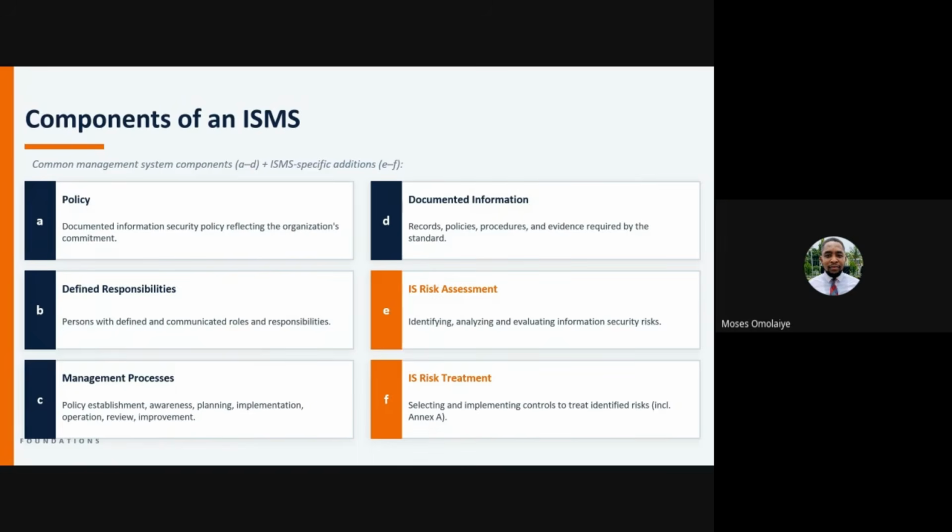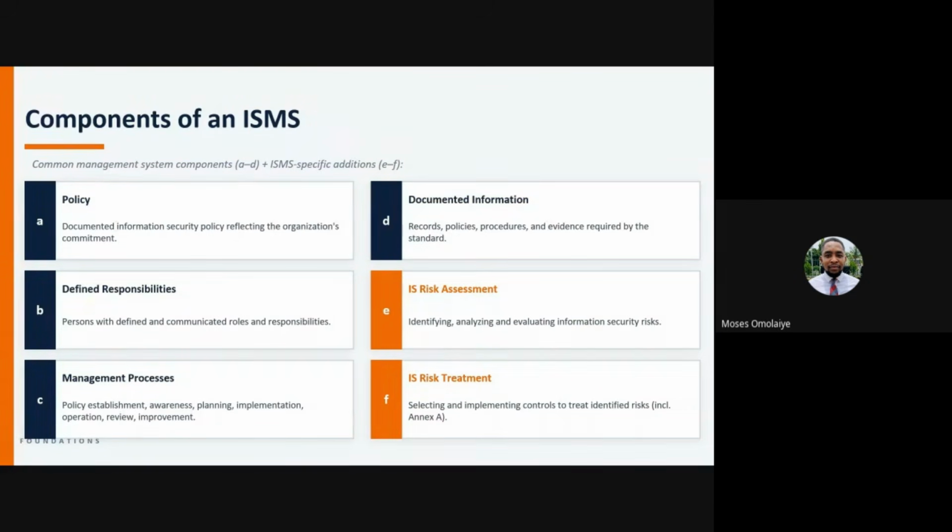Then you have to define responsibilities. So within the ISMS, you have to define who is responsible for what, and those roles and responsibilities must be appropriately communicated to the affected people and organization wide. Then management process. Now, policy establishment is a management process because, yes, someone can draft, but it is the management that approves and pushes out.